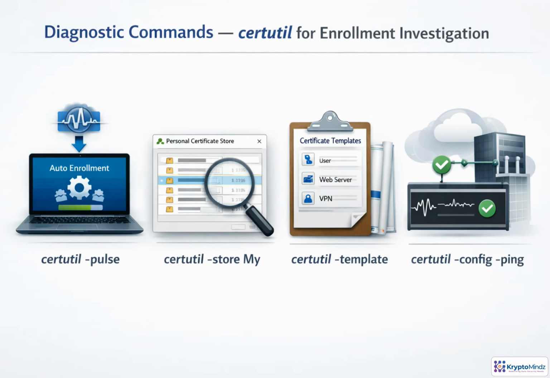CertUtil is your main probing tool for certificate enrollment. Use certutil -pulse to force auto-enrollment and see whether new certificates arrive. certutil -store my confirms what the client already has in the personal store. certutil -template shows which templates exist and are visible. certutil -config - -ping confirms CA discovery and connectivity from the client's perspective.